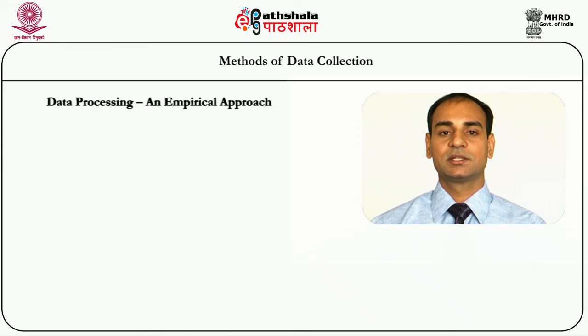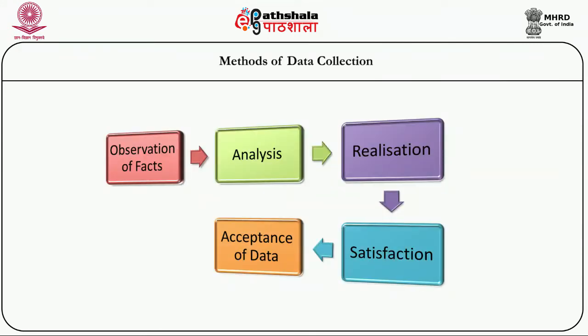In empirical method, the data processing is aligned in a particular direction. First, the researcher has to observe the facts. After analyzing those facts through the scientific process, he realizes, with his satisfaction as to the existence of fact, and after his satisfaction the data can be accepted for research purpose. Empirical method is a factual investigation and philosophical conclusion. Facts are observed, analyzed, realized, and after their due satisfaction accepted and processed for the research purpose.